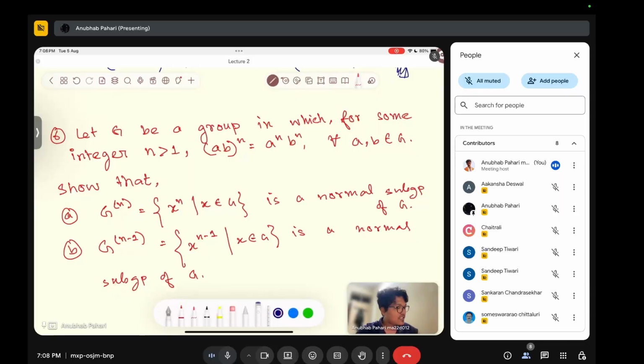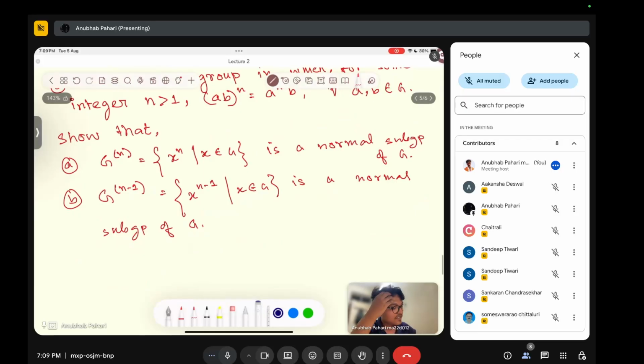So note that this is not for all integers, this is for some integer. So there is no confusion between a and b. One might think that they are similar but they are not. So let's try this. Let me know.